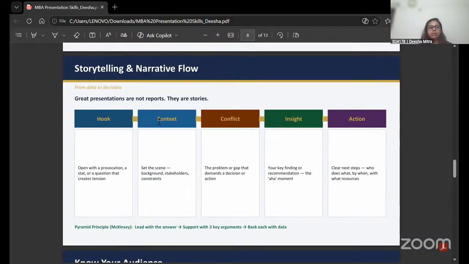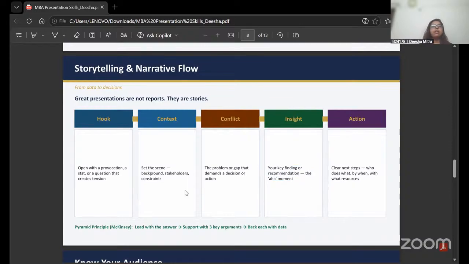Then the flow goes very much similar to what we had discussed earlier, that is setting up the context. You talk about the background, the industry context, the market, the different stakeholders. Then you talk about the problem that we have at hand. You bring in your recommendation here, and finally your action, right?